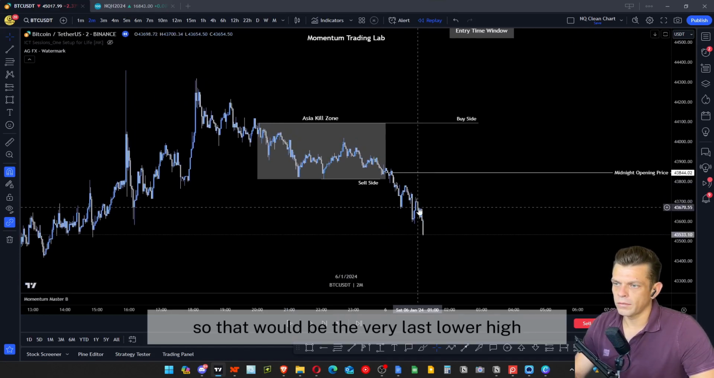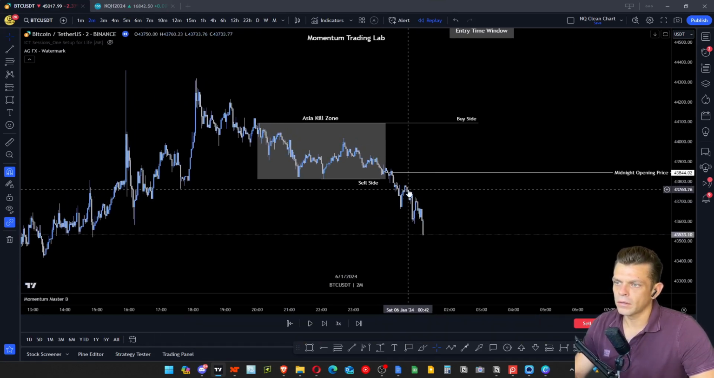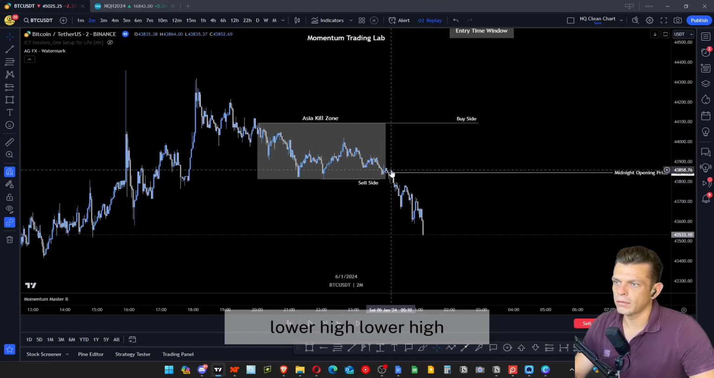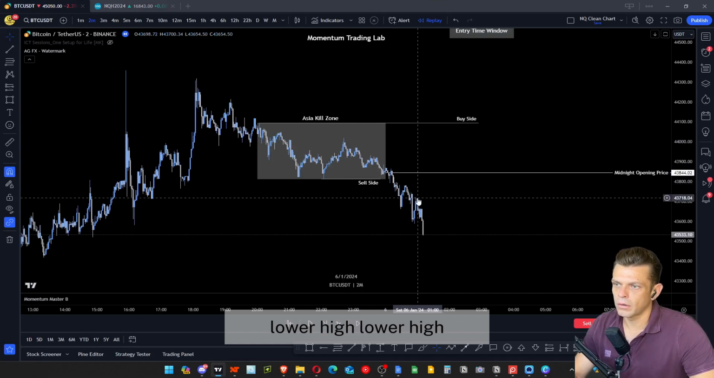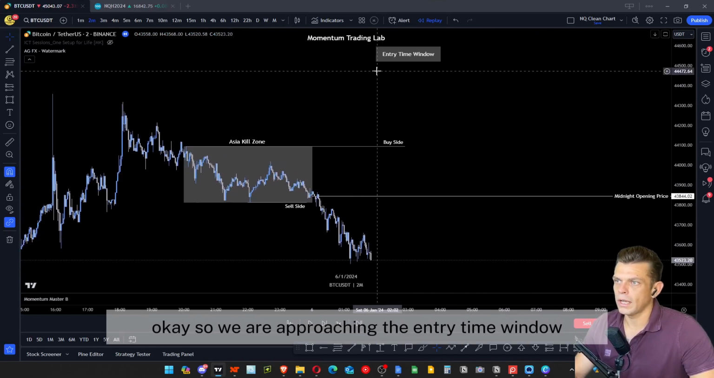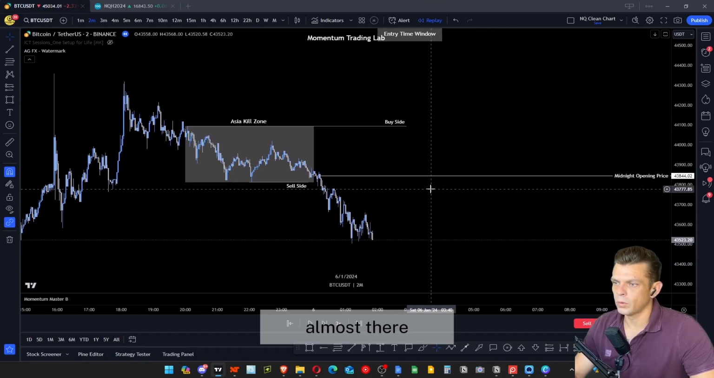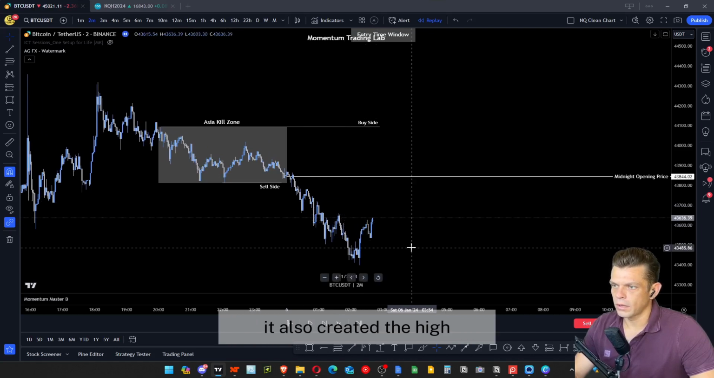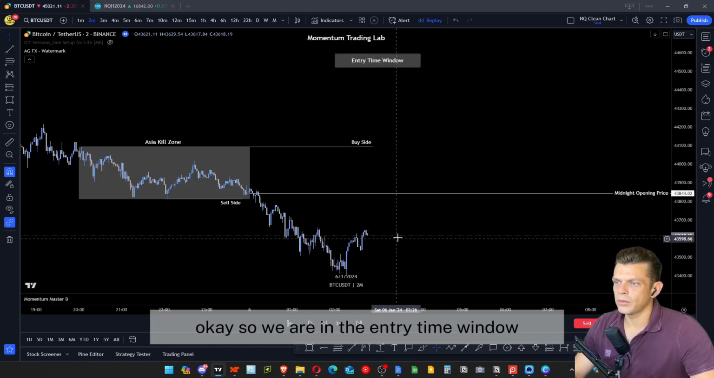So that would be the very last lower high. That was the previous one. So you have a high, lower high, lower high, lower high, lower high, lower high. Okay, so we are approaching the entry time window. Almost there. Right there, it also created a high. Okay, so we are in the entry time window.